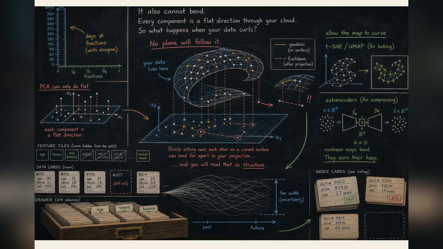It also cannot bend. Every component is a flat direction through your cloud, so what happens when your data curls? No plane will follow it. Points sitting near each other on a curved surface can land far apart in your projection, and you will read that as structure. This is where t-SNE and UMAP earn their keep for looking, and autoencoders earn theirs for compressing, since all three are allowed to curve. The trade-off is real, though. t-SNE distorts distances deliberately and will happily show you tight clusters that do not exist.